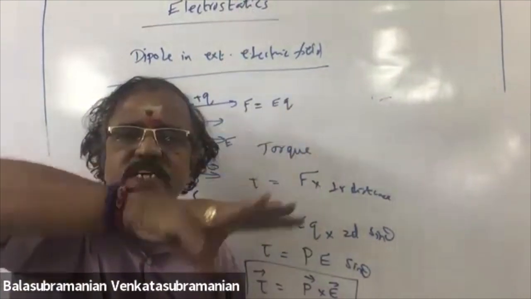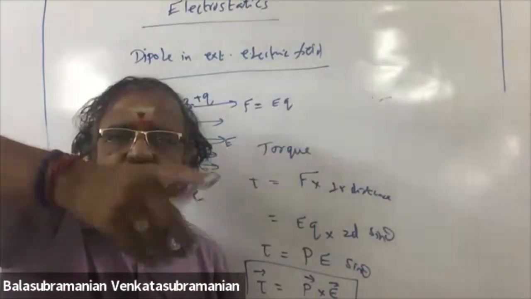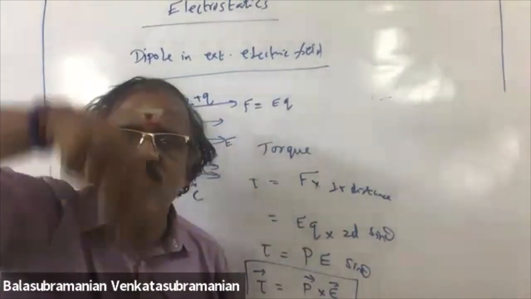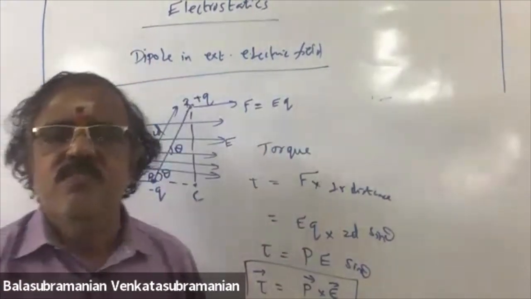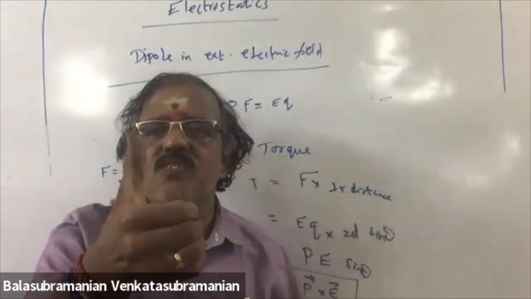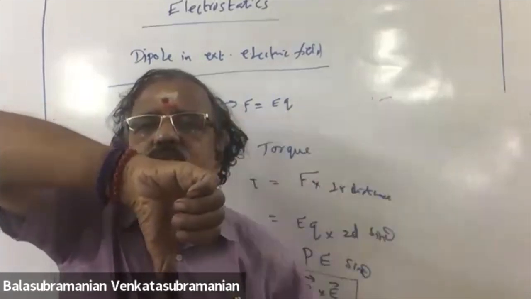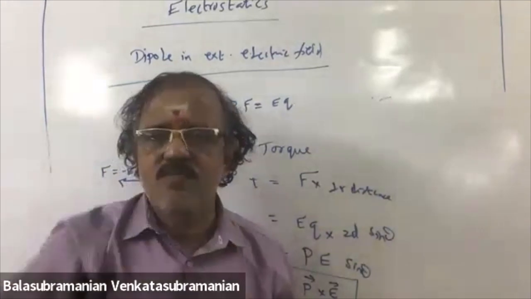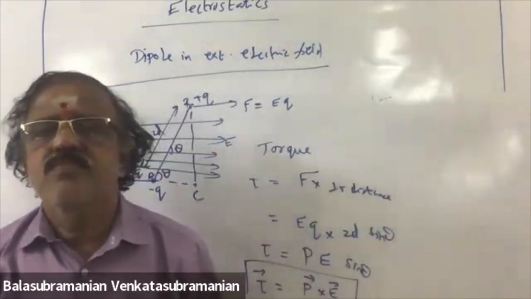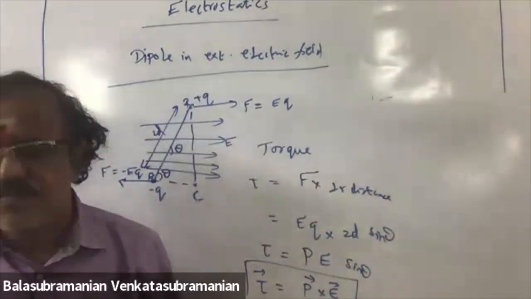So you see the rotation: anti-clockwise, upwards; clockwise, screw is going downwards. Thumb rule: upwards, you see here, anti-clockwise. Downwards, you see, clockwise. You can try. This is torque in an external electric field.